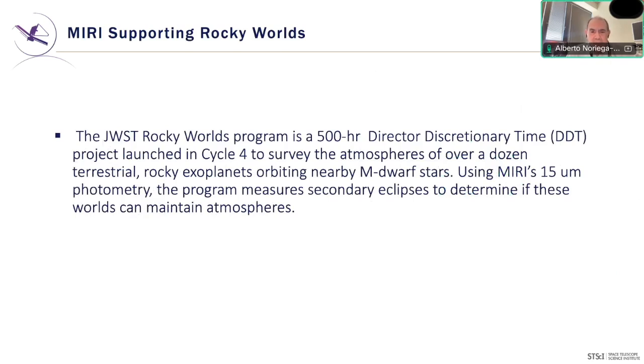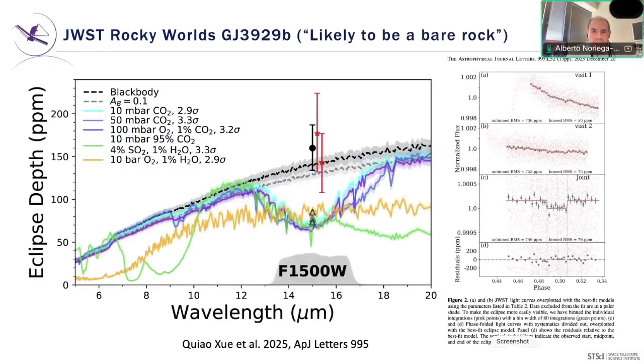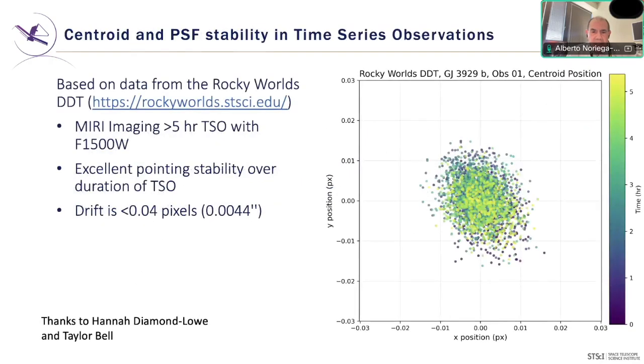MIRI in particular is supporting the JWST Rocky Worlds director's discretionary program, which has 500 hours of MIRI and HST. A lot of the observations are done with MIRI at 15 microns, photometric observations. And again, one of the things I want to share with you first is the stability that can be reached by MIRI imaging, by our observations at 15 microns.